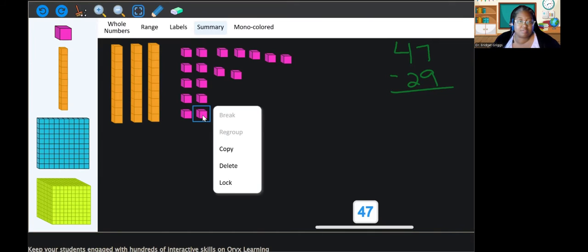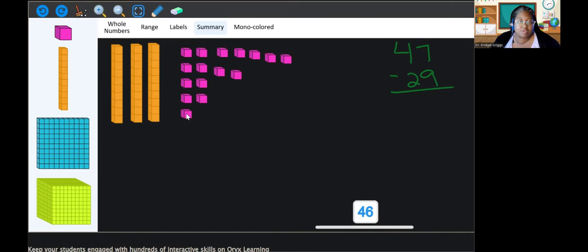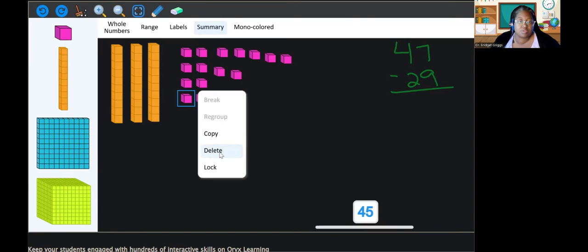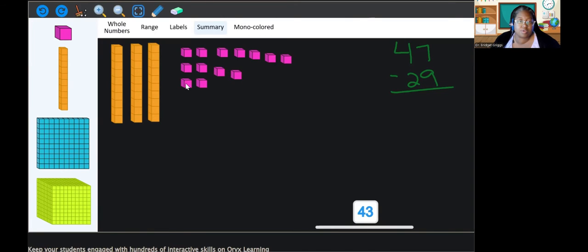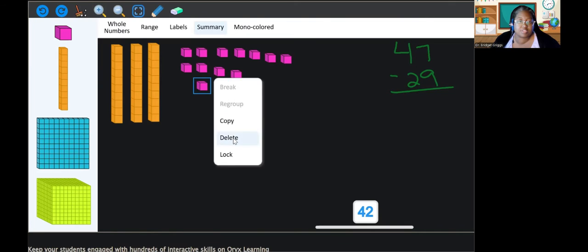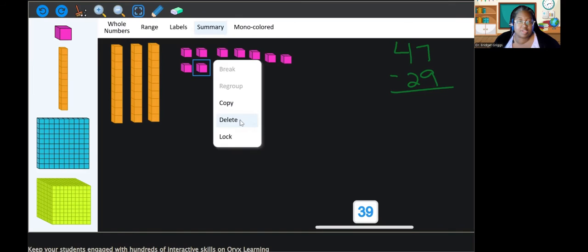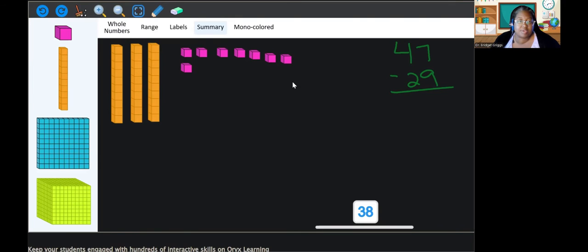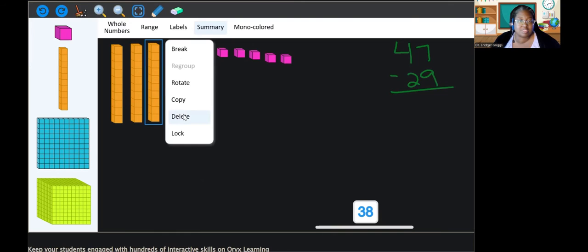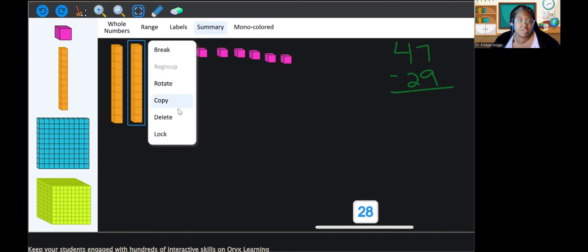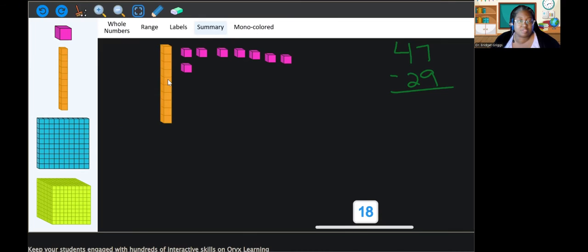So we have 1, 2, 3, 4, 5, 6, 7, 8, 9. So now we have 8 ones left. And we also need to take away 2 tens because it was 29. So let's take away this 10, so that's 10 and 20. So this leaves us with 18.